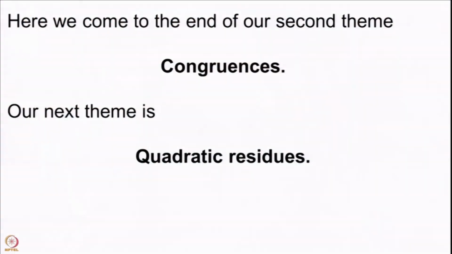and this is how we come to the end of our second theme. Remember, we are looking at some special themes in this basic course on number theory. Our very first theme was on primes, where we understood how primes were defined, how we could get a unique factorization of any natural number in terms of primes, and we looked at some very basic properties of primes.